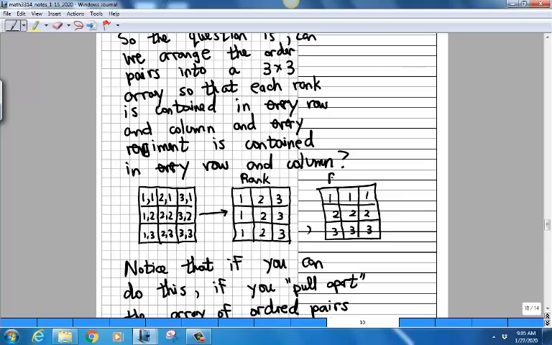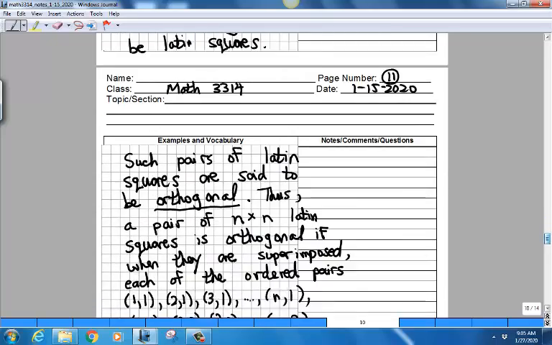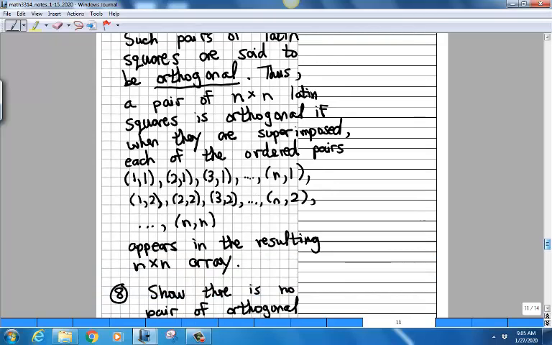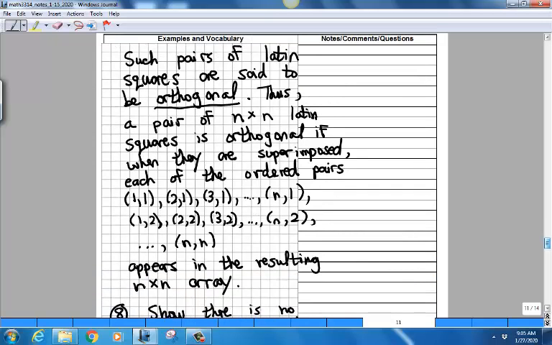So this was the rank, and this was the regiment. I didn't label that before. So that's just the description of orthogonal Latin pairs. If you have a pair of n by n Latin squares, and you superimpose them and you get every possible ordered pair built from the numbers 1, 2, 3 up to n, then you have orthogonal Latin squares.